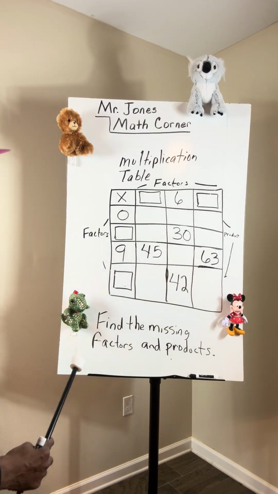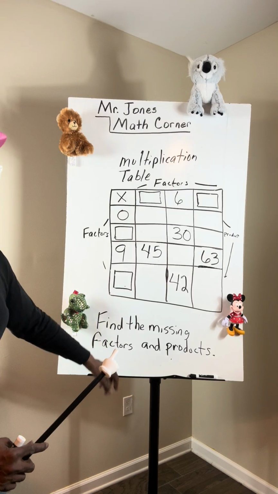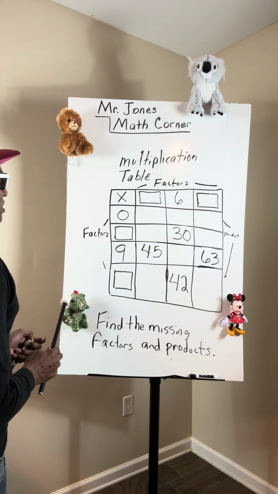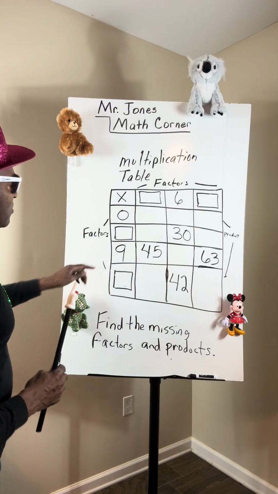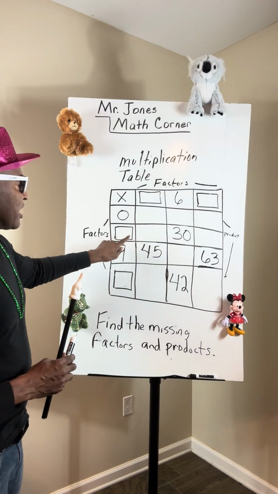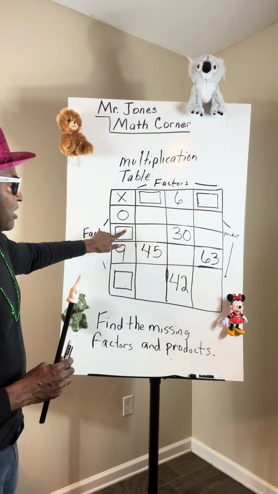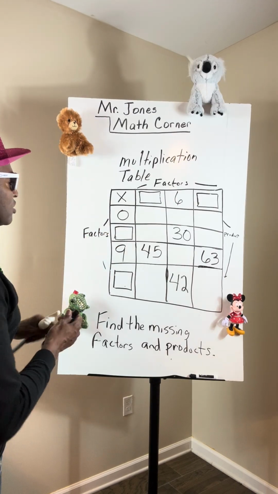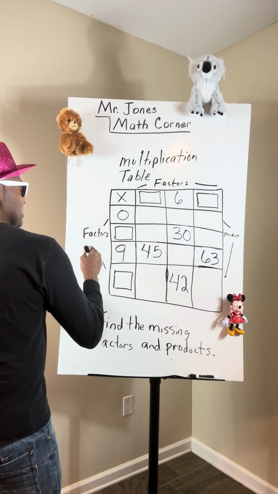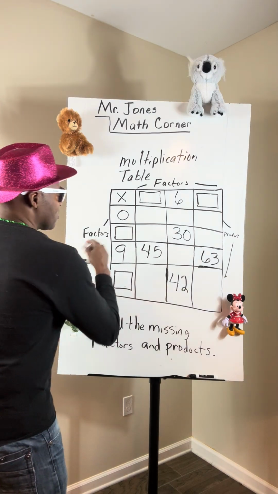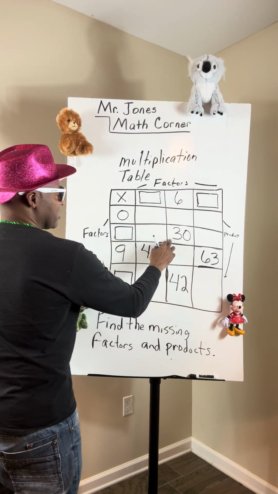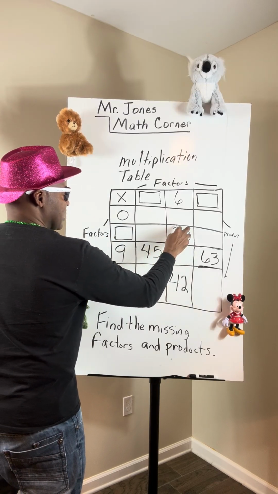All right, so now we've got to find the missing factors and products. So let's see what's missing. The first thing we'll do is we see a box missing right here in the factor category. So let's go to the middle and see where they meet. So let's go to the right box, and we see the number 30. So let's circle 30.